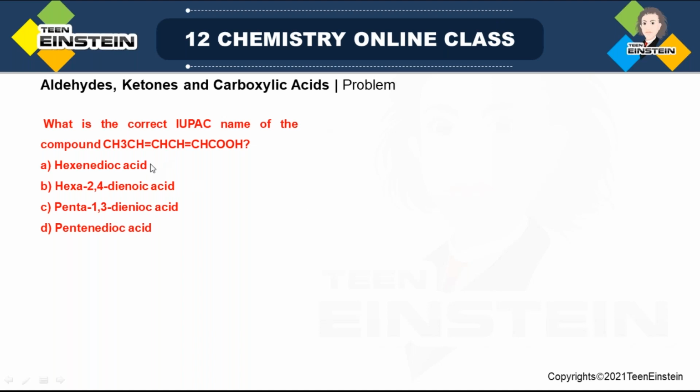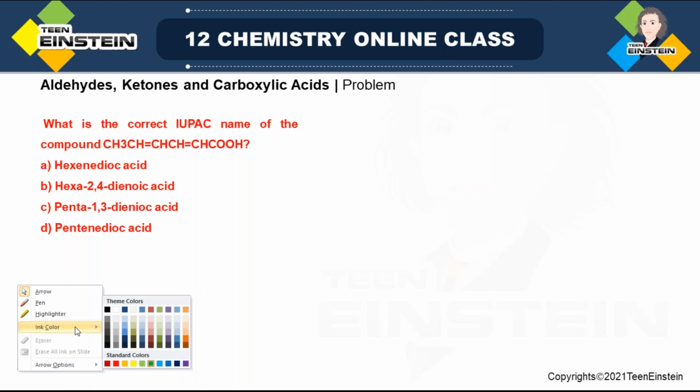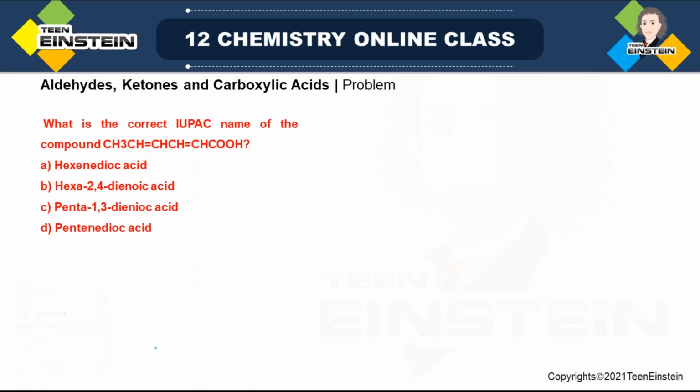Next question, this is also nomenclature related. What is the correct IUPAC name of the compound that is given? CH3CH double bond, then CH, then again CH double bond, CH into H.